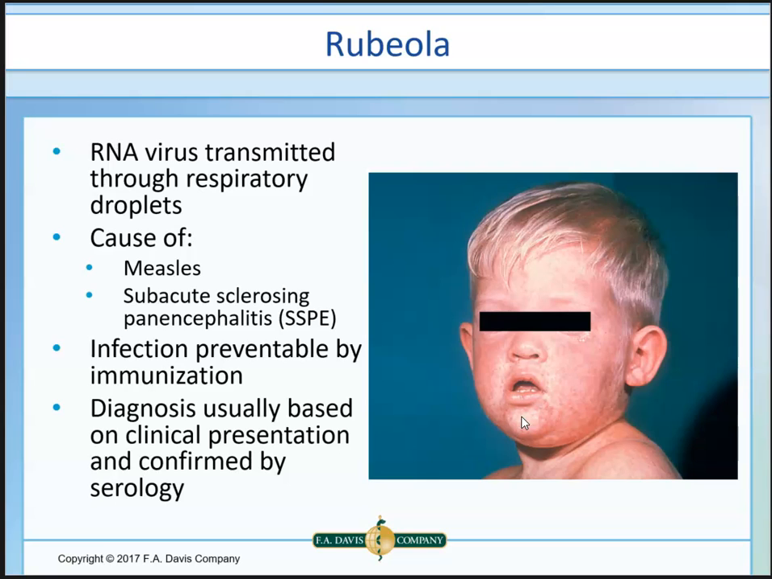You can do serological tests. Look at the fourfold rise of acute and convalescent, looking at IgG and IgM titers to determine what's going on. Again, it's part of the MMR shot.